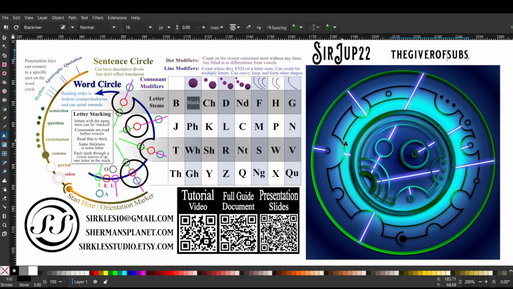So that would be an S. So shallow divot, 3 lines, S. U, line going outwards. Then we have a deep divot with no modifiers, making it a B. And then we have an S with 1, 2, 3 lines on it, just like this F. So that would be the giver of subs.